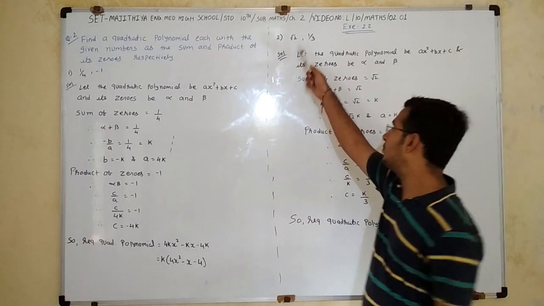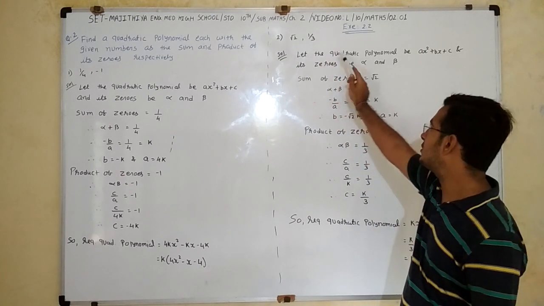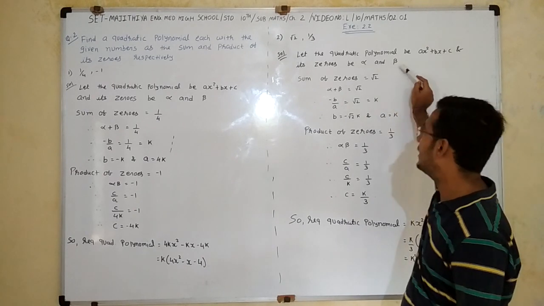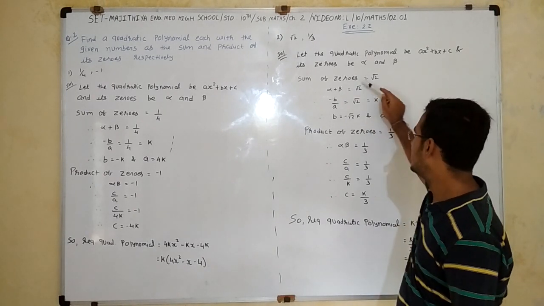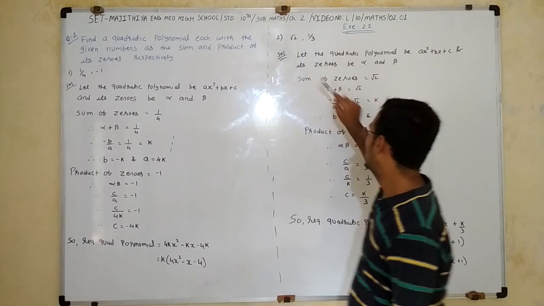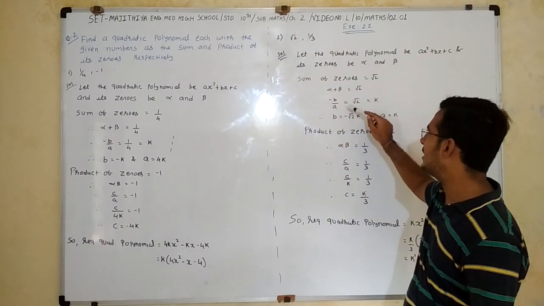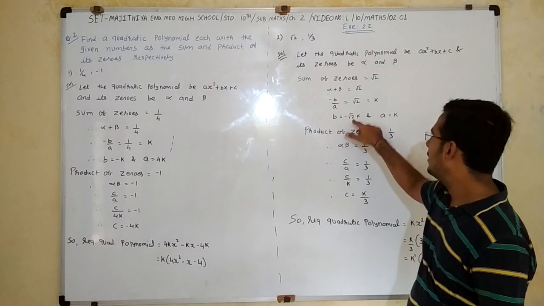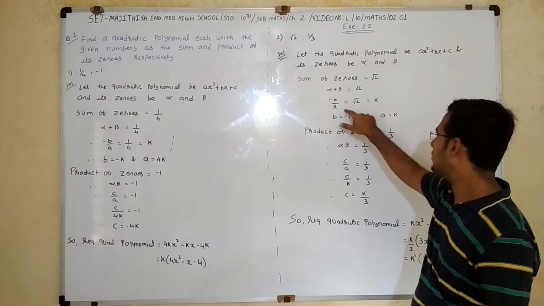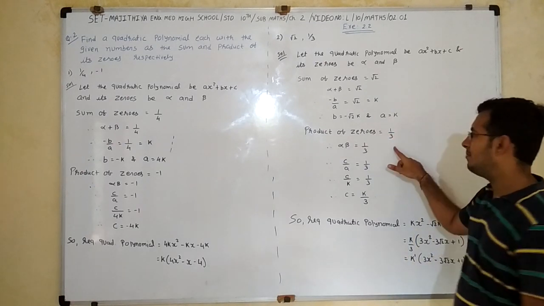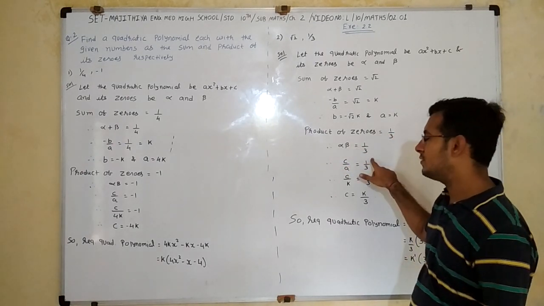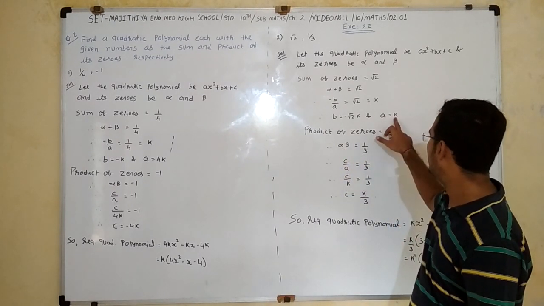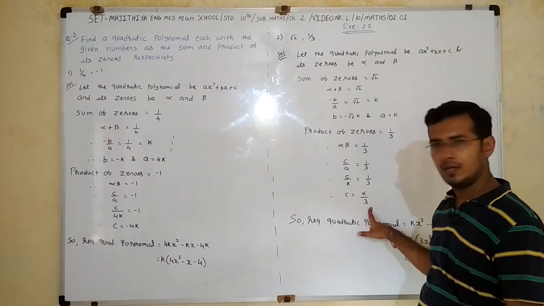Second sum, root 2 and 1 by 3. Once again we assume a quadratic polynomial ax square plus bx plus c and its zeros alpha and beta. Now the sum of zeros is given as root 2. So alpha plus beta is equal to root 2, minus b by a is equal to root 2, which is equal to k. So b is equal to minus root 2 k, and taking a as 1 times k, a is equal to k. Product of zeros is 1 by 3. Alpha beta is equal to 1 by 3. The formula is c by a is equal to 1 by 3. Since a is equal to k, c is equal to k by 3.